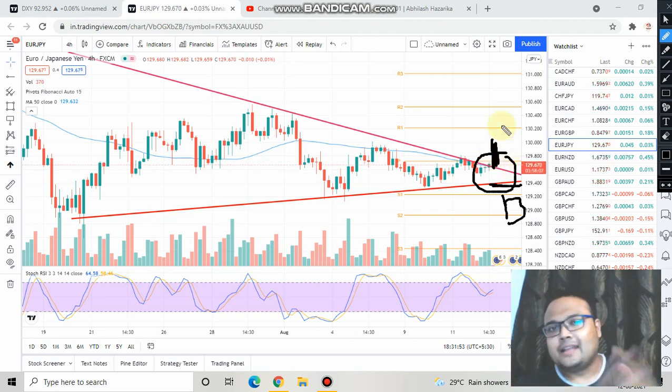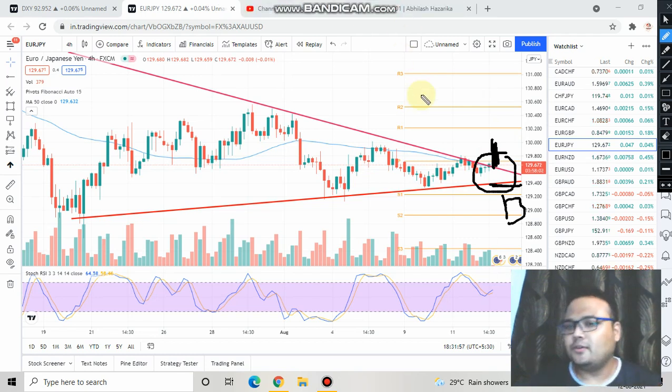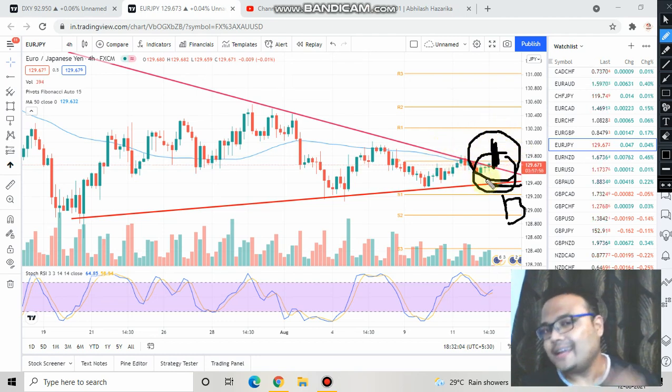But right now the market does not have the volatility, the market does not have the movement. So wait for the market to either give you a good green candle above this trend line, or wait for the market to come down to this support line and reverse. That's it. Hopefully you've understood.